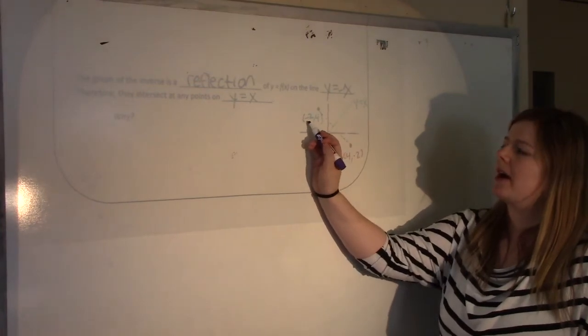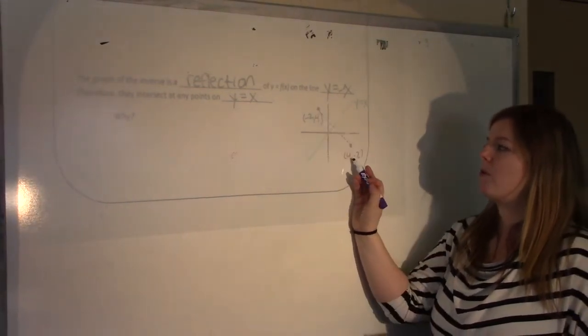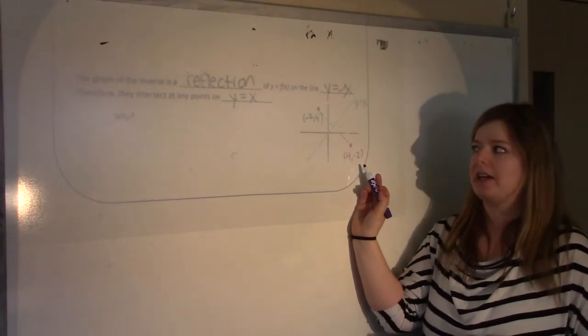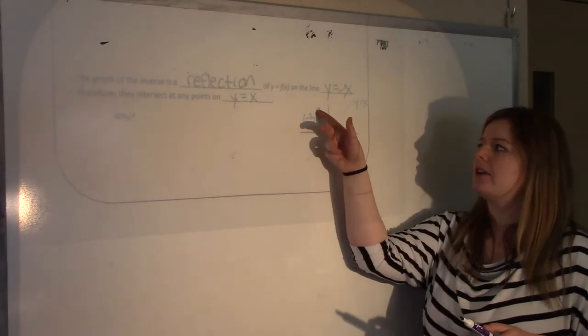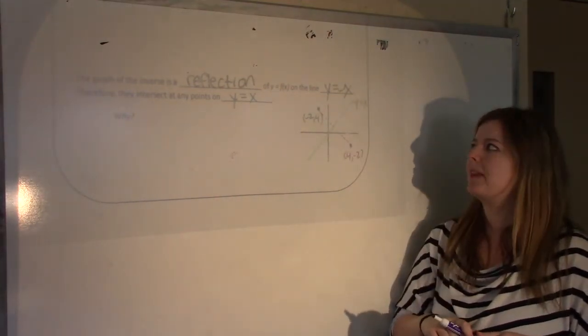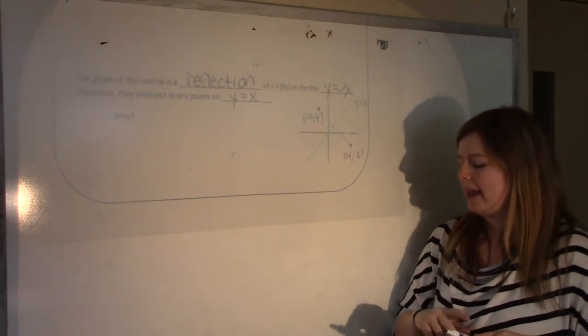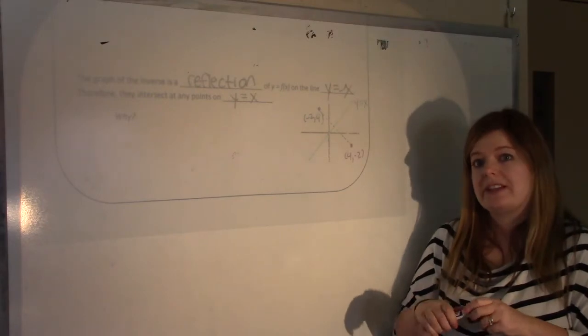So let's say the point (-2, 4) was on the original function. Then the point (4, -2) would be on the inverse function. And you can plot multiple points like that. And you can see that they're a direct reflection across this y equals x axis. Okay? But when would a function intersect with its inverse?